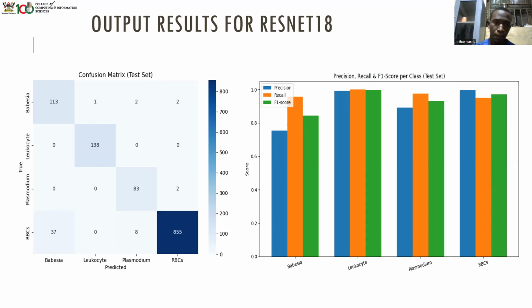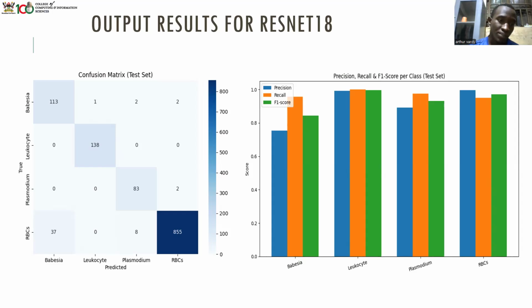So for Babesia, the test set consisted of 118 images, and after testing our model, we came up with 113 images being classified as Babesia, implying that only 5 images were confused by our model, and that was good, since our model managed to analyze most of the images. Then for the leukocyte, there was no loss. All the images were analyzed well and were under the category of leukocyte.